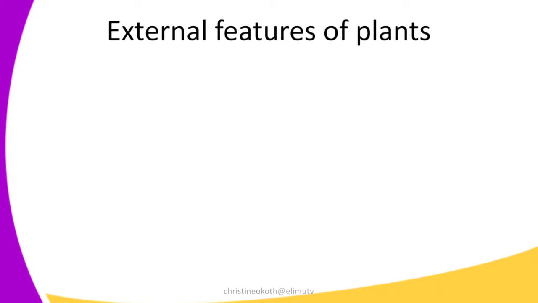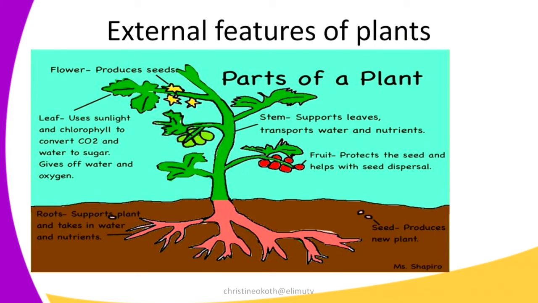Then we're going to look at the external features of a plant. A plant is divided into two parts. We have the shoot system and the root system. In the shoot system, we have the stems, the leaves, and the fruits. Each of them has a variable through the xylem and the phloem vessel. Then the fruit protects the seeds and helps with seed dispersal.